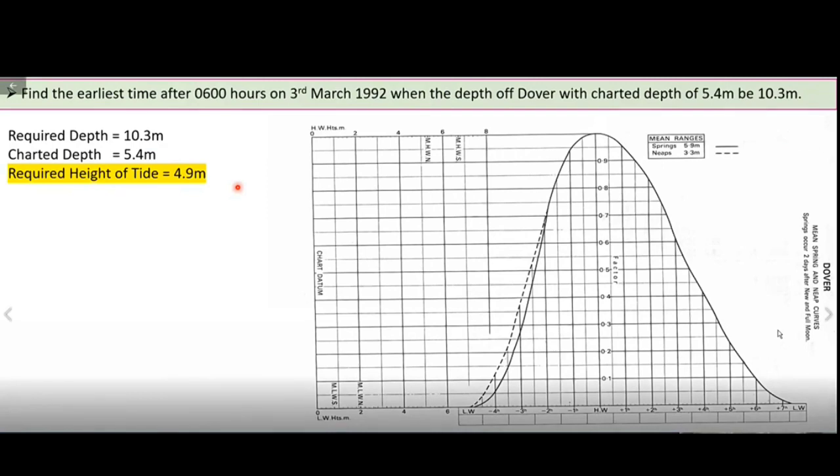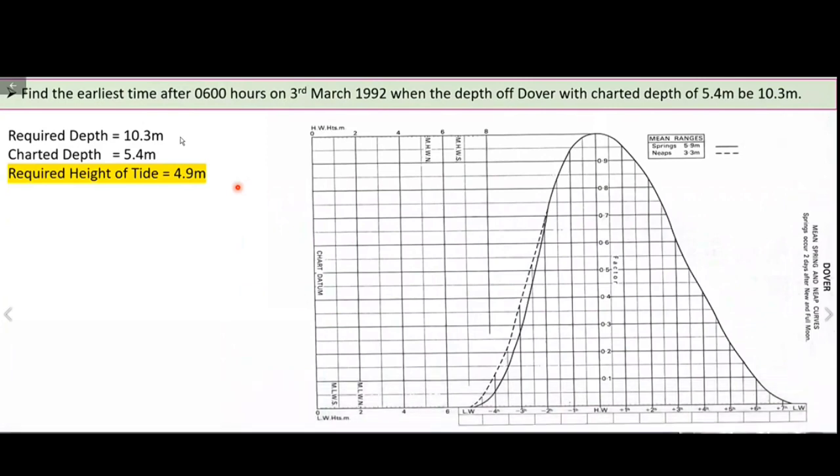Okay, so you see beta, in this particular question, now we need a height of tide of 4.9 meters. Because only when the height of tide is 4.9 meters will the depth at this location be 10.3 meters. So you see it is different from the first question which we did.